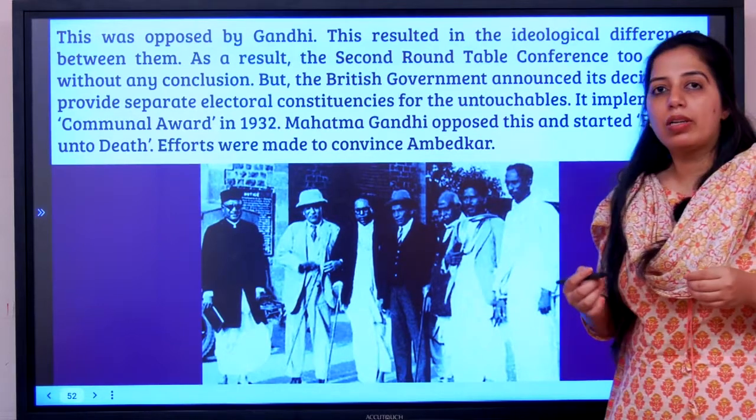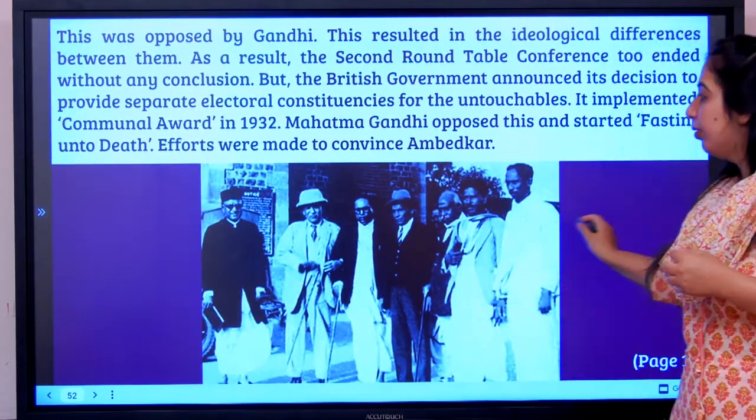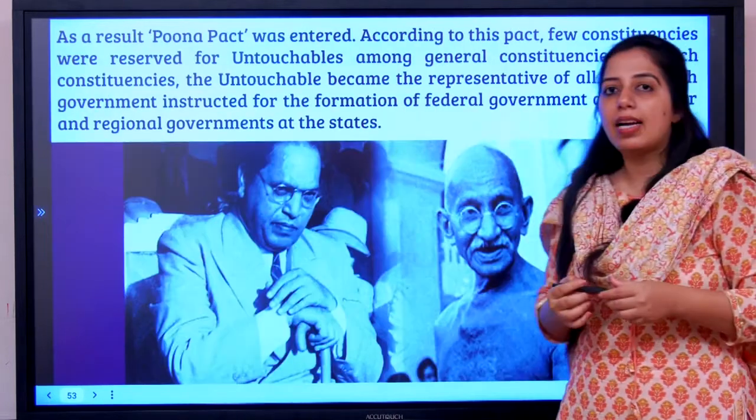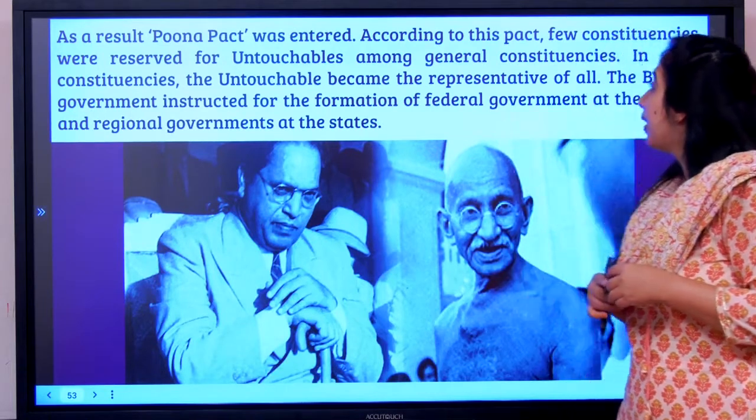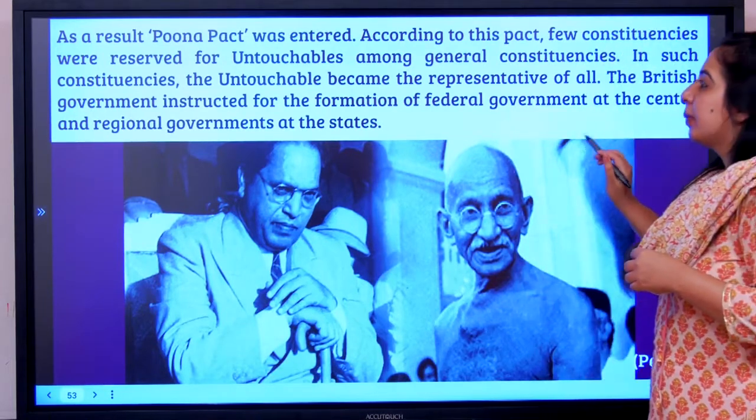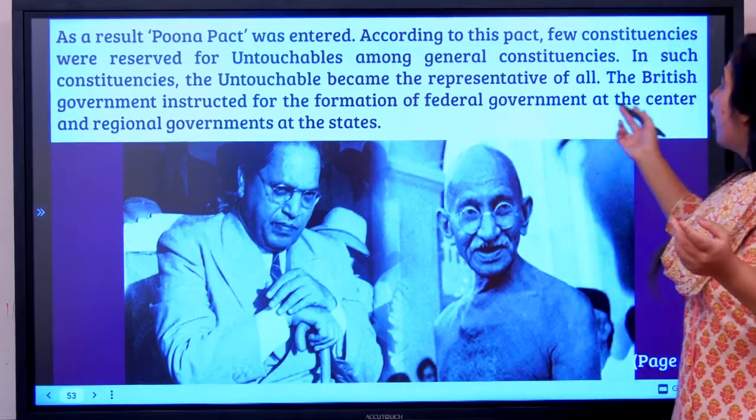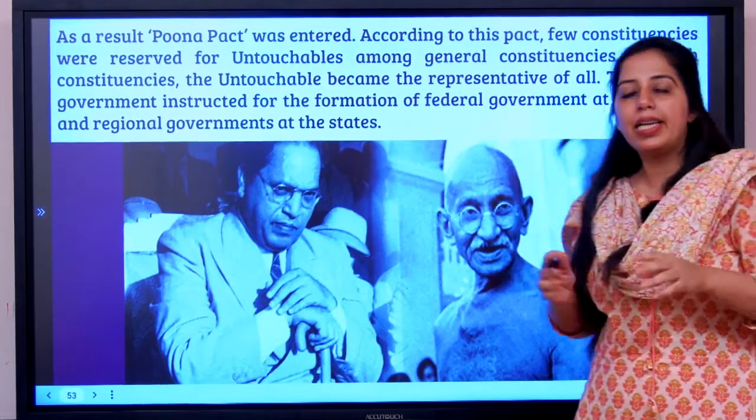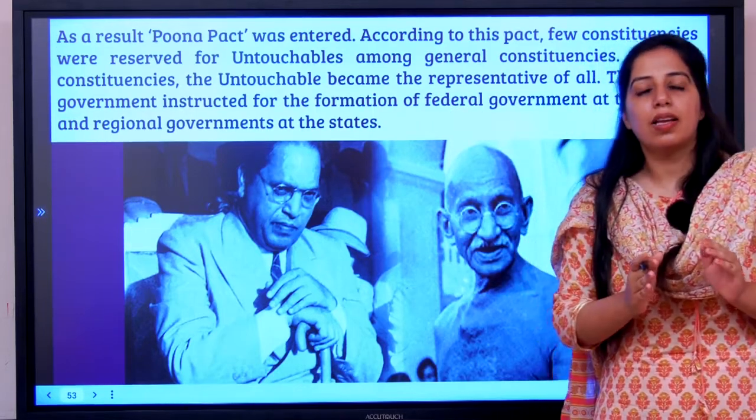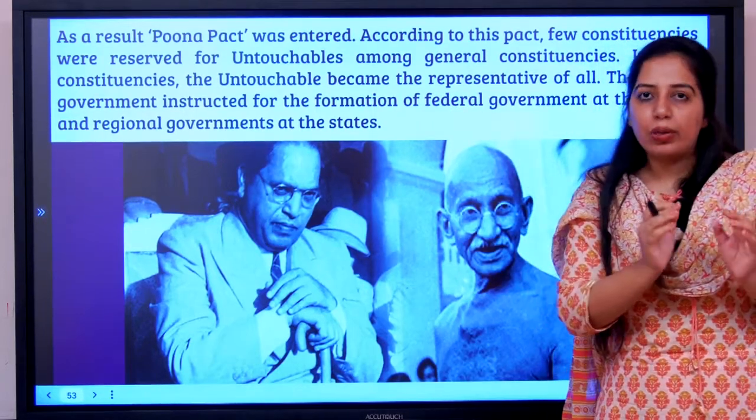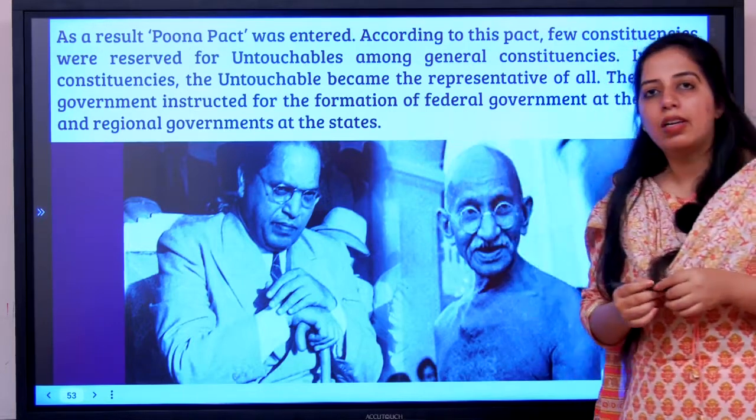Efforts were made to convince Ambedkar as Gandhiji had taken on this fast unto death. As a result, they signed an agreement called the Pune Pact. According to this, only a few constituencies were reserved for untouchables amongst the general constituencies. So India had many blocks. Each block was called constituencies. Out of these, very few, like let's say just 10 out of 100, were reserved for untouchables.